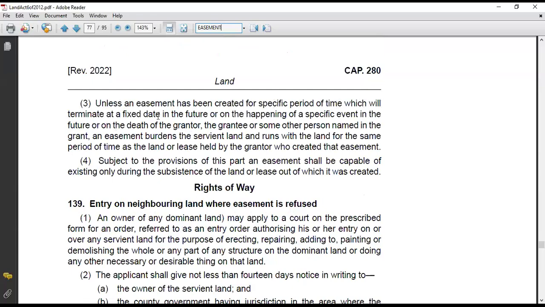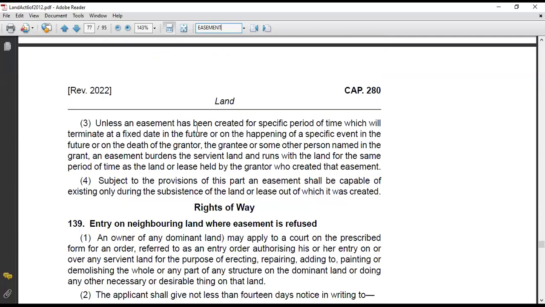This is section 138(3): created for a specific period of time, which will terminate at a fixed date in future or on the happening of a specific event in future or some other person named in the grant. An easement burdens the servient land and lasts with the land for the same period of time as the land or lease held by the grantor who created that easement.